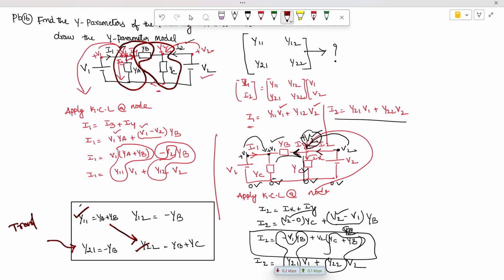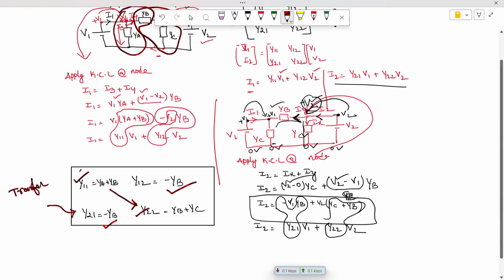And this is called the forward transfer admittance. So this is the reverse of this value, minus yb, and this is also minus yb. This is how we are getting all the y parameters.